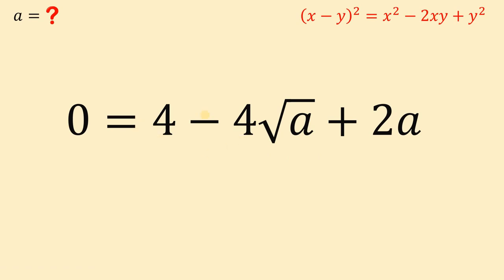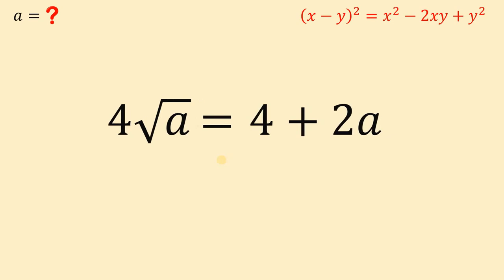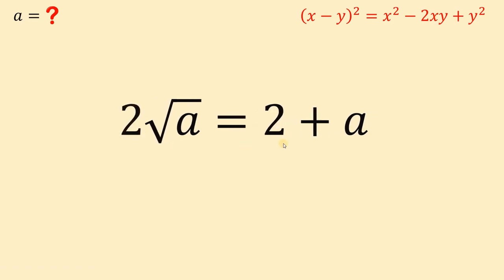Now, what we're going to do here is to add 4 times the square root of a on both sides. And now, take note of the coefficients of the variables and constant. We have 4, 4, and 2. Those are multiples of 2. So, let's divide all terms by 2. This will give us 2 times the square root of a equals 2 plus a.